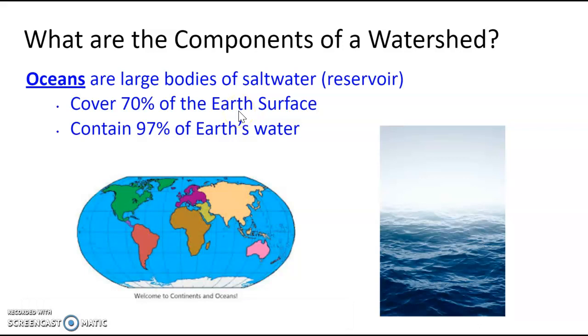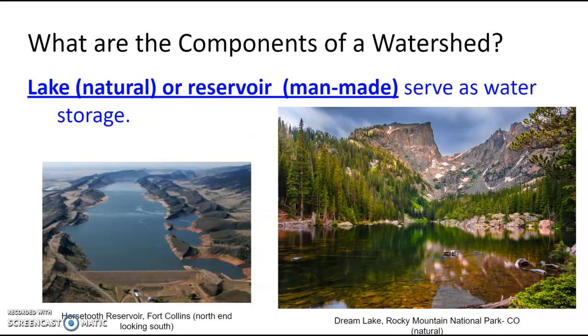Okay. Oceans are another significant reservoir, but they're salt water. So it's not water that we can use to drink or cook with unless we do something to remove the salt first, which is a really difficult process. So over 70% of the Earth's surface is water, and the ocean is 97% of the Earth's water. So we have a ton of water, but salt water isn't really useful for us. And so that's why our freshwater sources, that 3%, is so important.